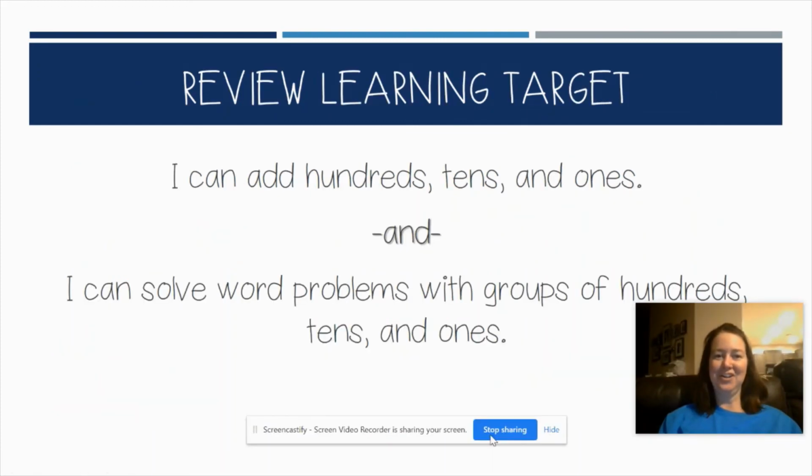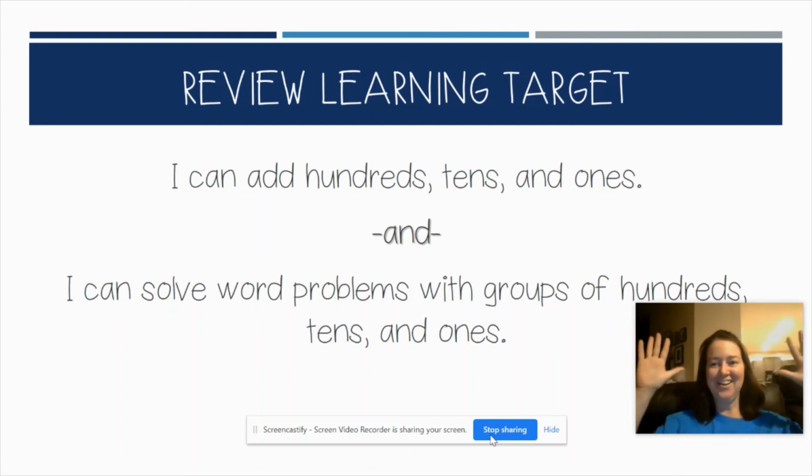Let's review our learning target. Mirrors on. I can add hundreds, tens, and ones. Good. Let's do our next one. I can solve word problems with groups of hundreds, tens, and ones. Good job.